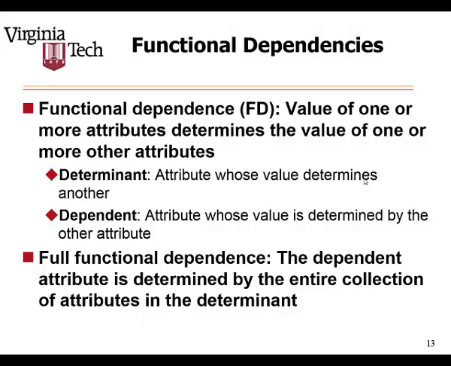And what we're looking for, and you'll learn a lot about this in the normalization chapter, is full functional dependence, which means the dependent attribute is determined by the entire collection of attributes in the determinant. And that just means that you need all the multiple attributes of a composite key to make uniqueness across all rows, and it's that uniqueness that then determines the other attributes that you are needing.